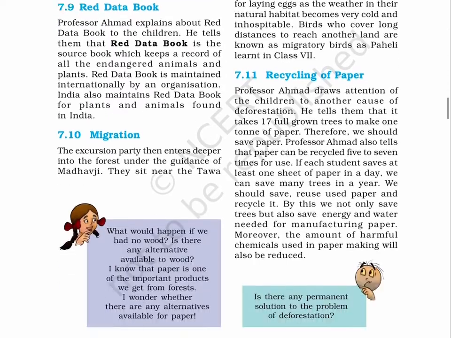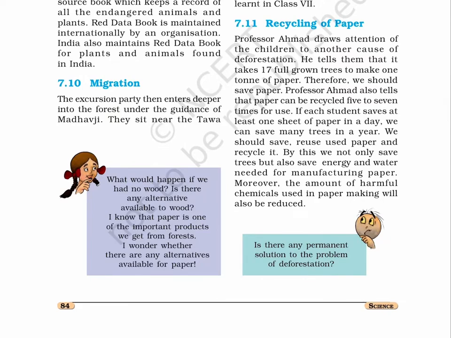7.11. Recycling of paper. Professor Ahmed draws attention of the children to another cause of deforestation. He tells them that it takes 17 full-grown trees to make 1 ton of paper. Therefore, we should save paper. Professor Ahmed also tells that paper can be recycled 5 to 7 times for use. If each student saves at least 1 sheet of paper in a day, we can save many trees in a year. We should save, reuse used paper and recycle it.